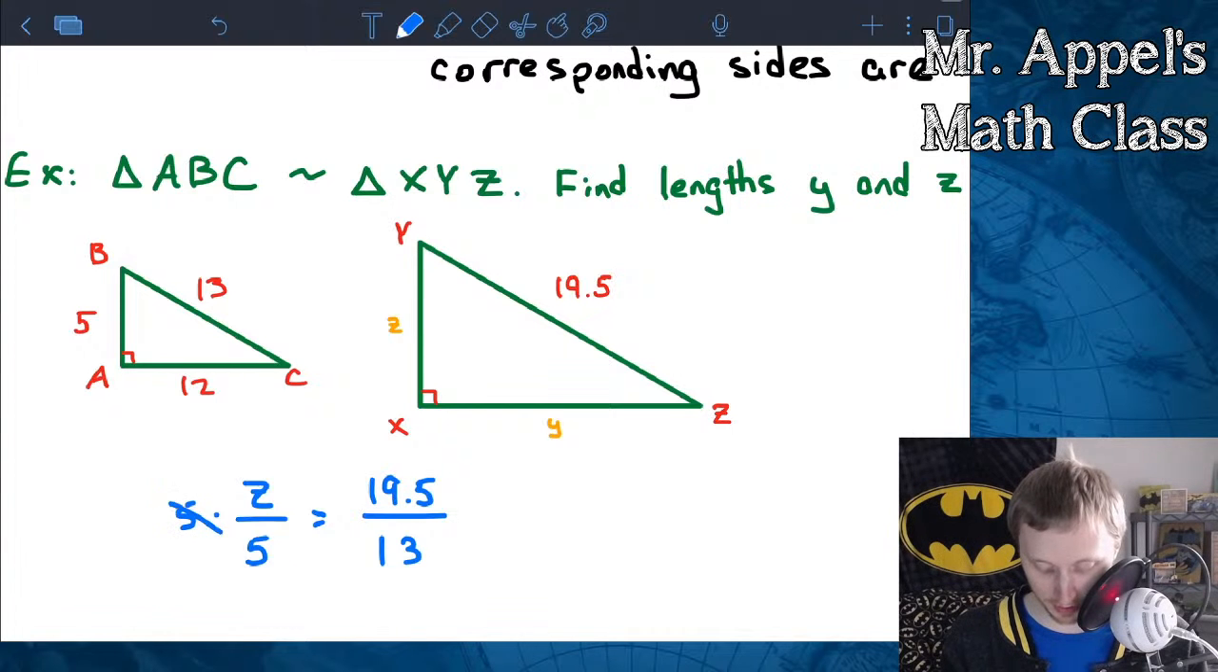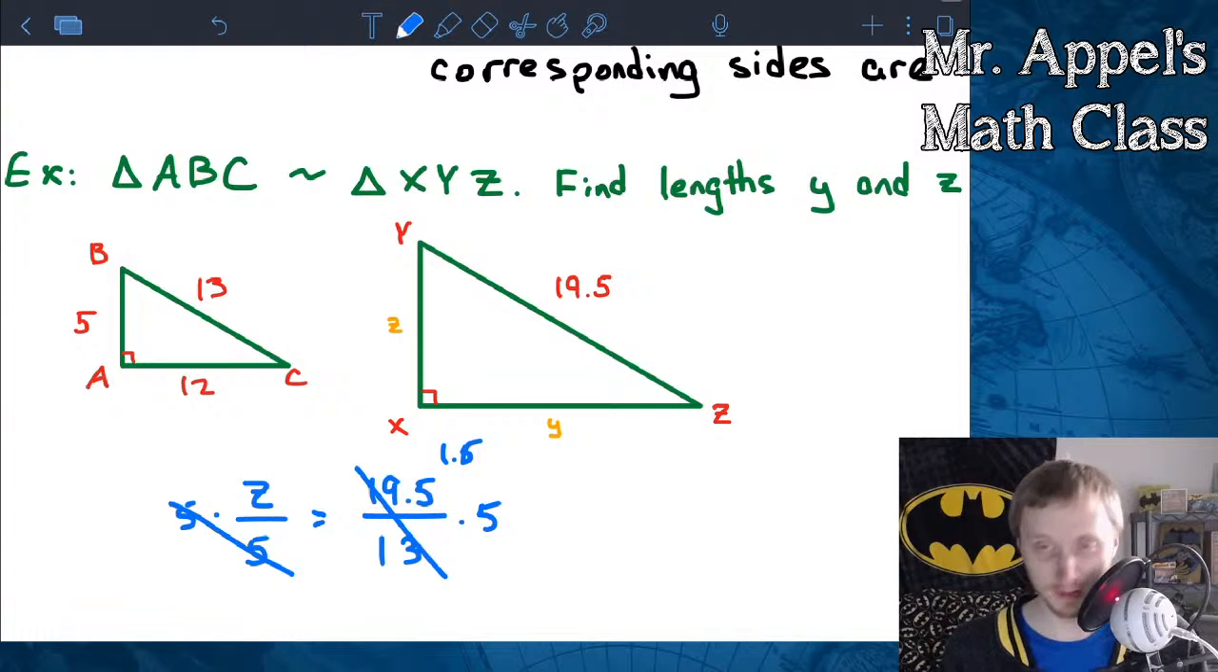So multiply both sides by 5. The fives on the left cancel out. On the right-hand side, I have 19.5 divided by 13, which is, real quick, do the math, by which I mean remember it from last time. And that was 1.5 times 5. Half of 5 is 2.5, so plus 5 again, 7.5. Any questions on how I got that?